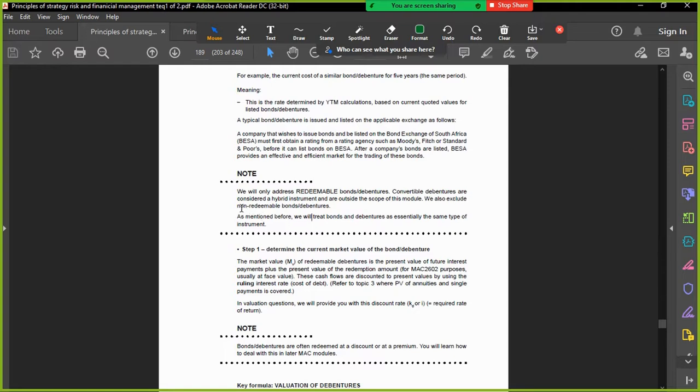If you can pay it off over a fixed term, then it would be redeemable. Redeemable meaning you can pay it off faster. Non-redeemable meaning you can't. So if you're thinking about a bond, let's just say a home loan, for example.